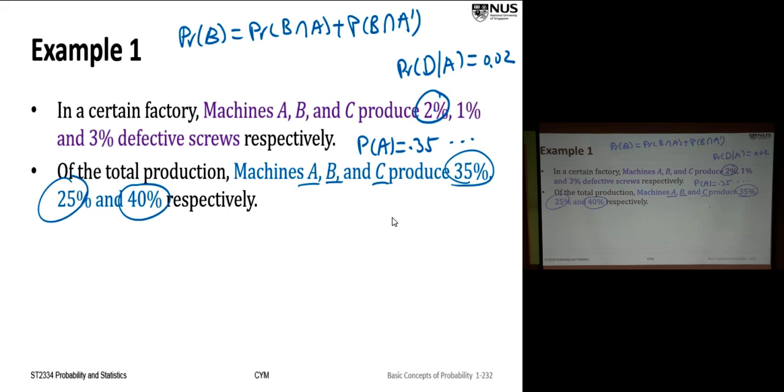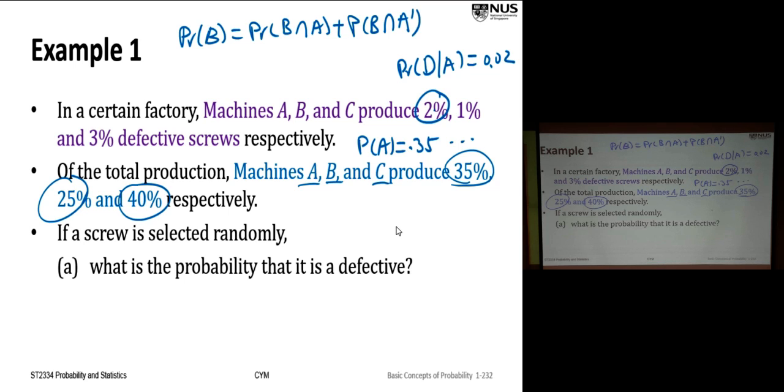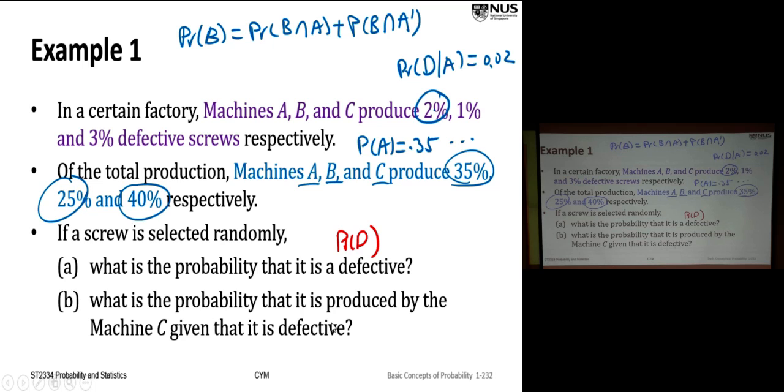Okay, so if we select one screw randomly, what's the chance that it's defective? What is the probability that it is defective? So it depends on whether it comes from machine A or machine B or machine C. So what is the probability that it's produced by machine C given that it's defective? So we want to compute this probability: defective and it's from machine C.